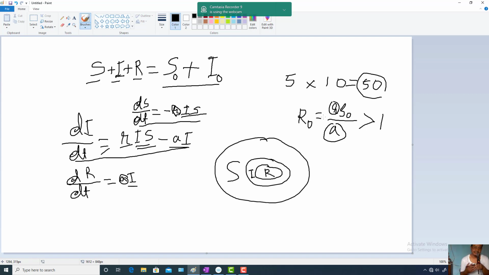So what is R? This is the transmission rate amongst the contacts. If there are 5 people infected in your community and another 10 people are there, what is the total number of contacts? 5 into 10 is 50. So in these 50 contacts, the transmission rate is R. You can reduce this transmission rate.